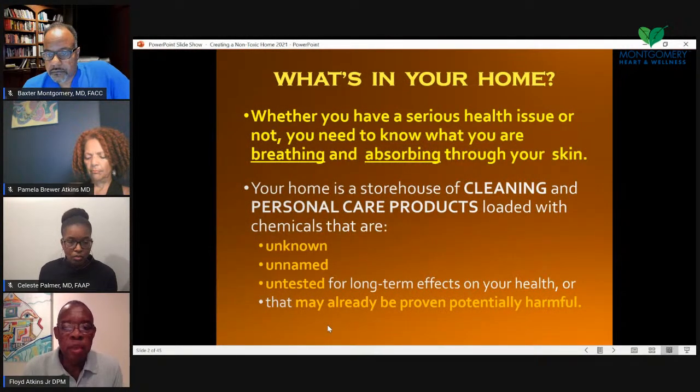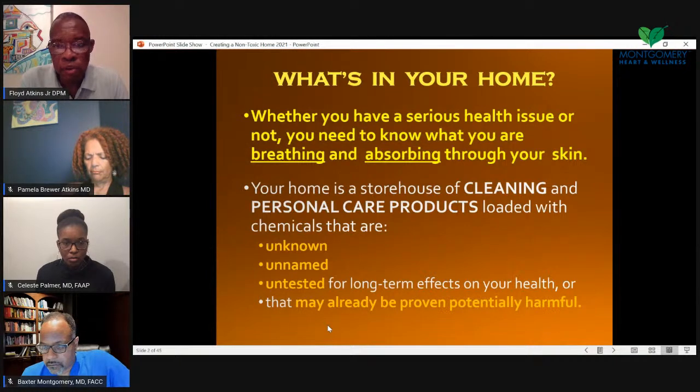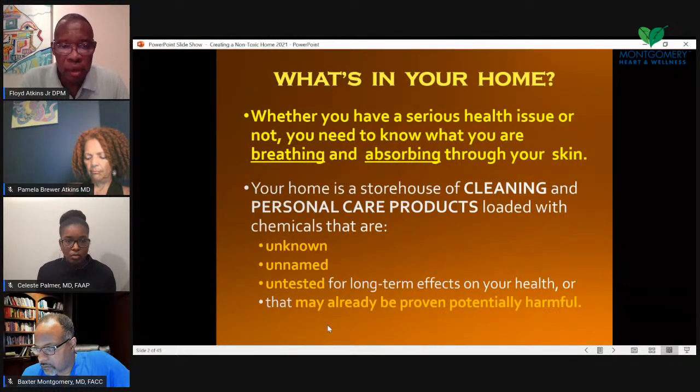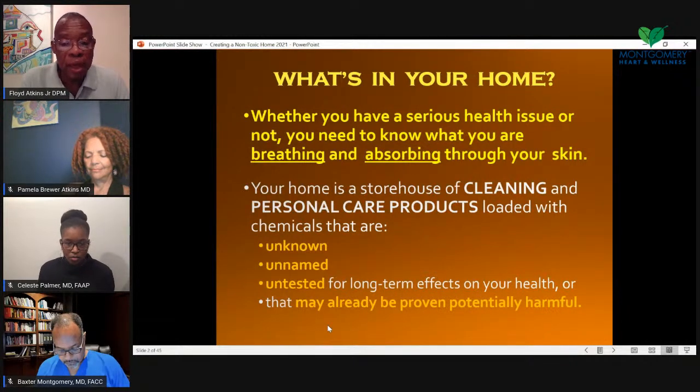I'm going to read a couple of things because I want people not only to see these slides, but hear what I'm saying, because it's so important to understand what the problems are. It says, whether you have a serious health issue or not, you need to know what you are breathing and what you're absorbing through your skin. Your home is a storehouse of cleaning and personal care products loaded with chemicals. These are toxic chemicals, and a lot of them are unknown. I'll explain that later. They're unnamed because they are derived when other chemicals come together. They're untested, especially for long-term health effects. A lot of the products on the market have only been tested for short or acute effects, but not long-term. And finally, many of them have already proven to be harmful, but they're still on the market and still in products.